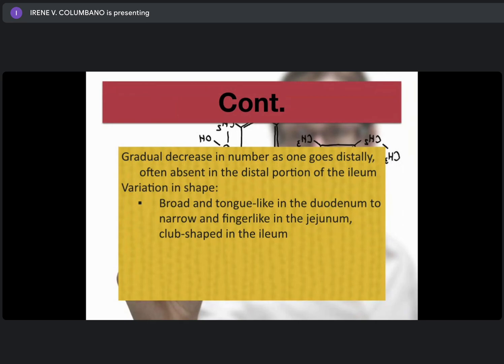Okay? So variation in shape ng mga villi depende sa itsura. Broad and leaf-like, nakikita yan sa duodenum. Narrow and finger-like sa jejunum. And club shape in ileum. So remember, as the intestine goes from proximal to distal, from duodenum to ileum, as papunta yung ating area sa ileum, nawawala na yung mga microvilli.